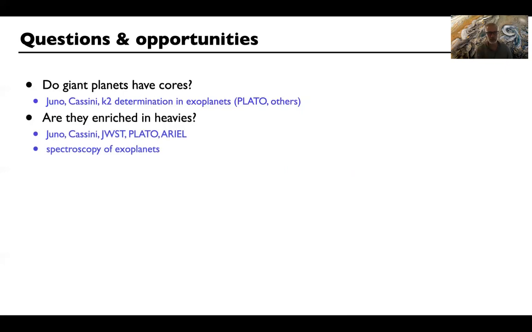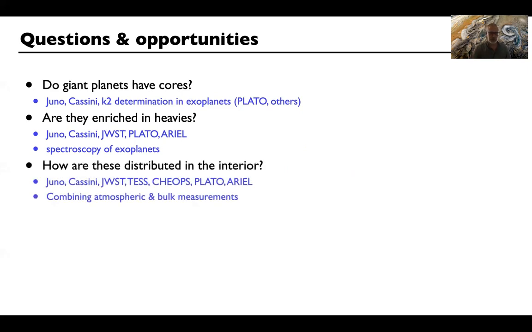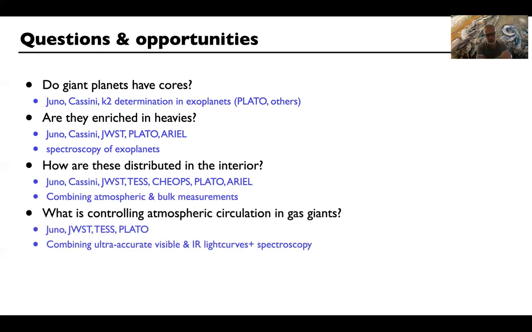So this is the second Love number. Are they enriched in heavies? Again, we will use a bunch of measurements. Again, we will continue working on Juno, even Cassini data. And of course, we're expecting a lot from JWST, Plato, and Ariel to characterize the atmospheres and link to the deep interior of these planets. And then the same kind of questions: how are those distributed in the interiors? There are various ways of addressing that.